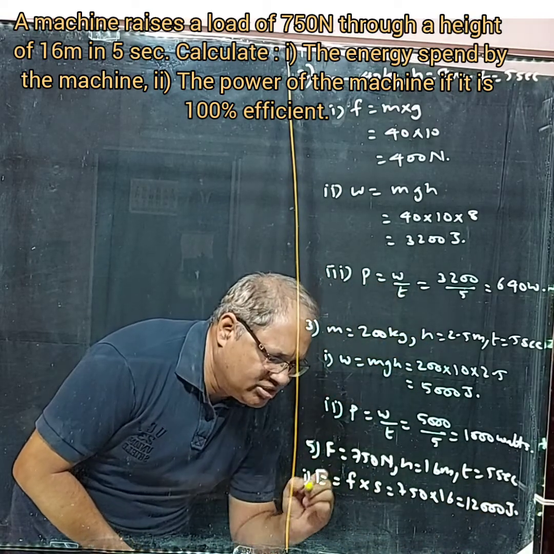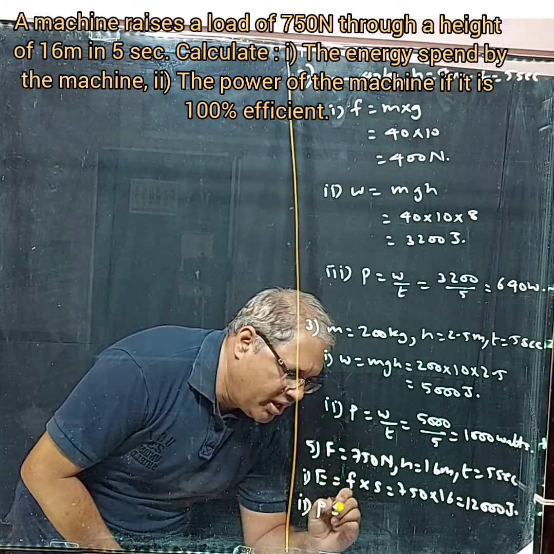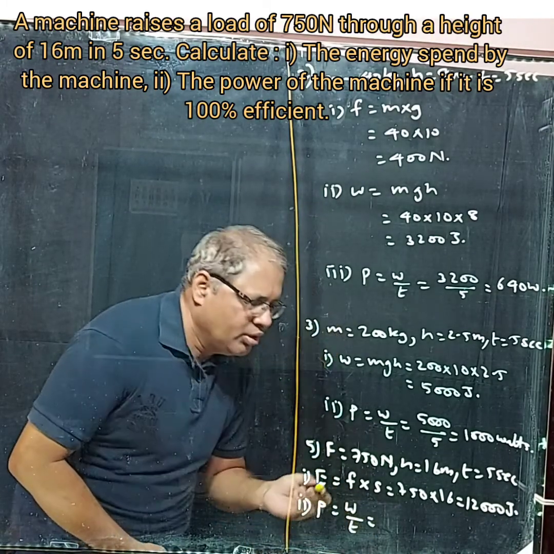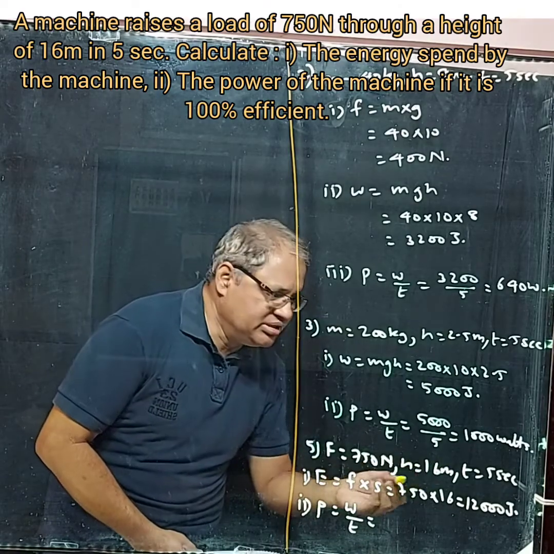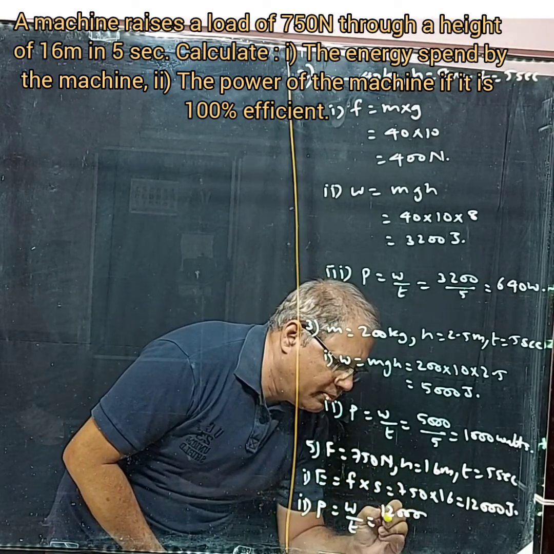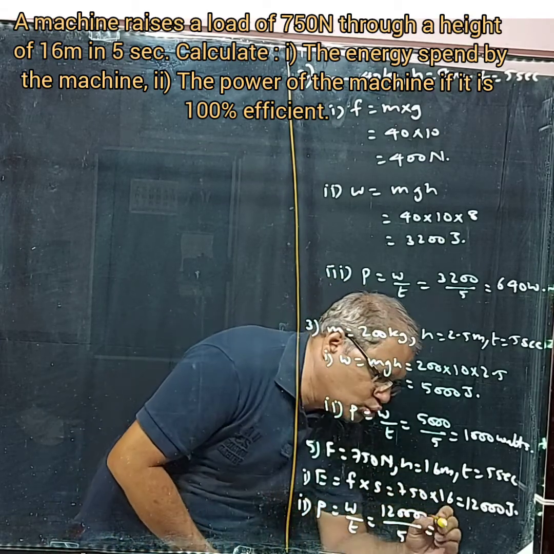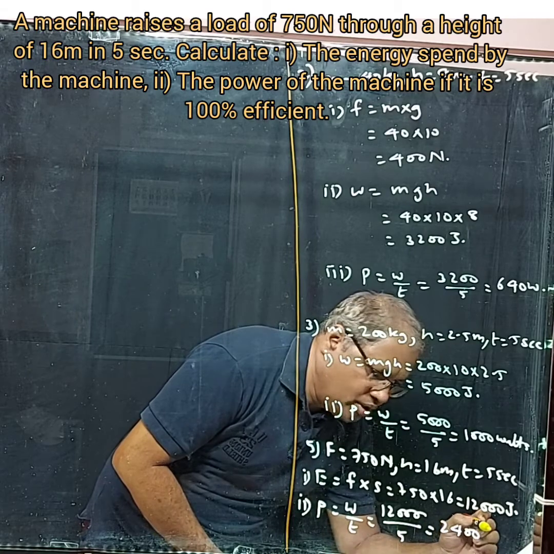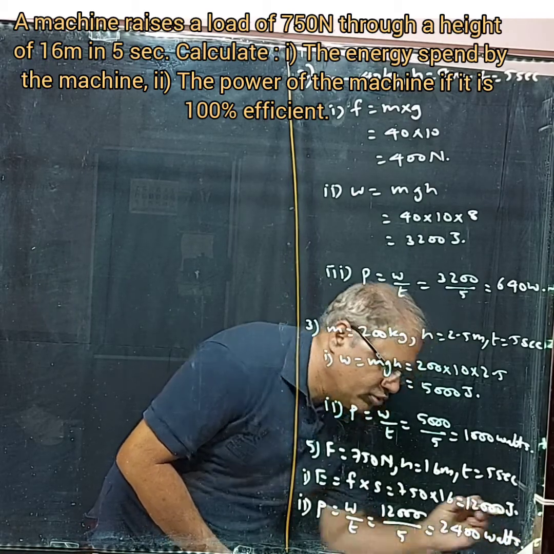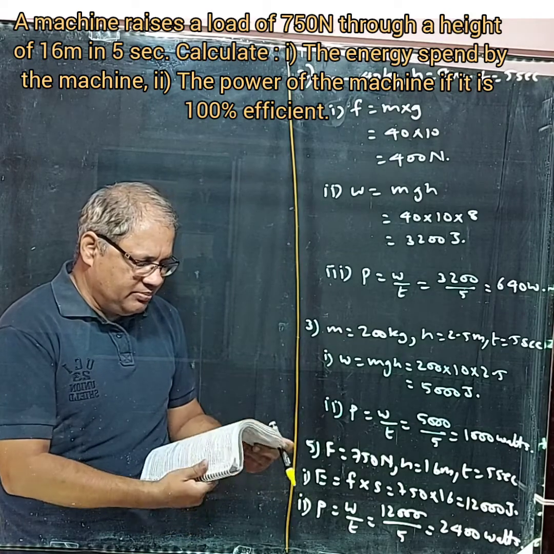Then this is the first part. Second part that they have asked is power. Power is equal to work upon time. This energy and work is the same. So work we take 12,000 upon time. Time they have given 5 seconds. When you divide it, it comes 2,400 watts. So that's the end of the fifth sum. Let's start with the sixth sum.